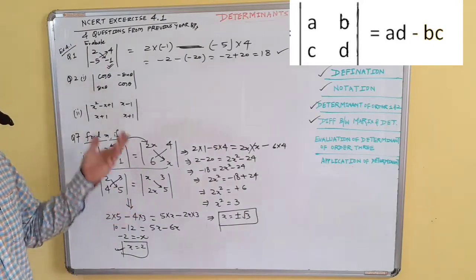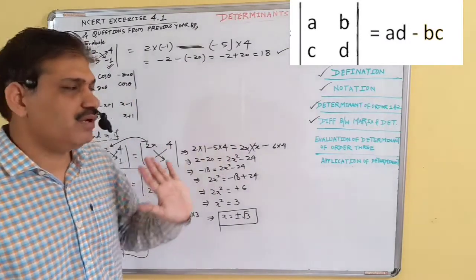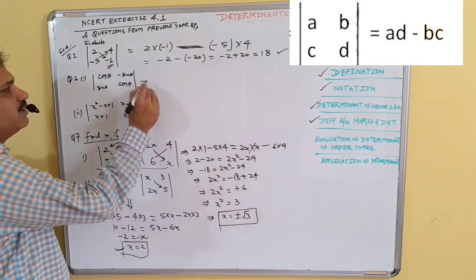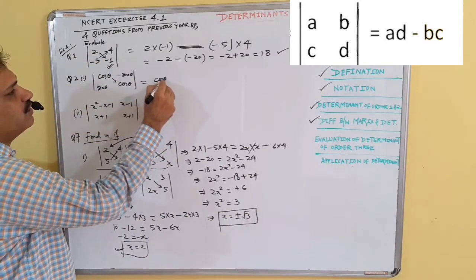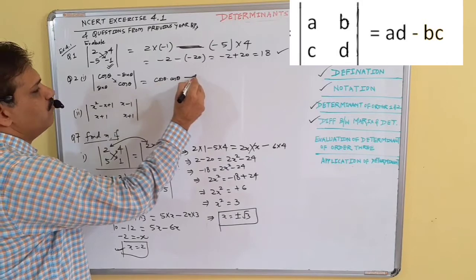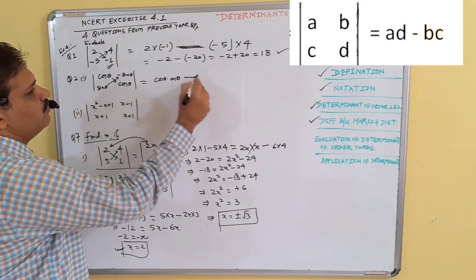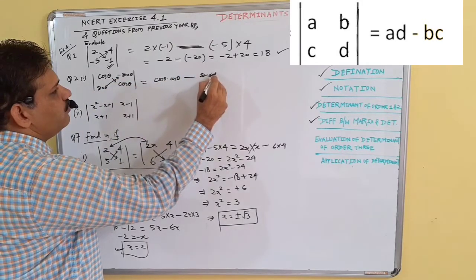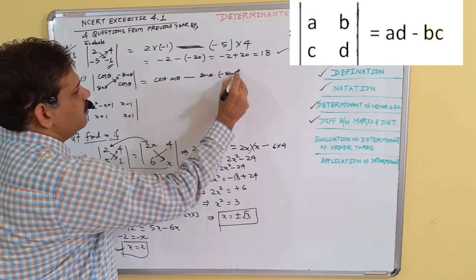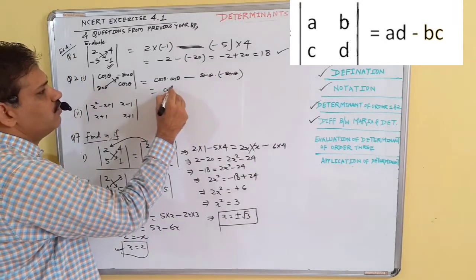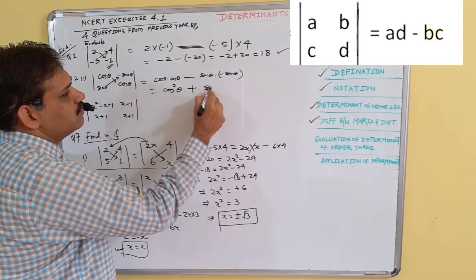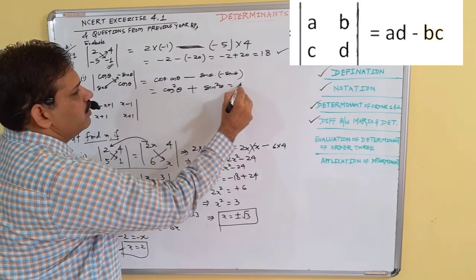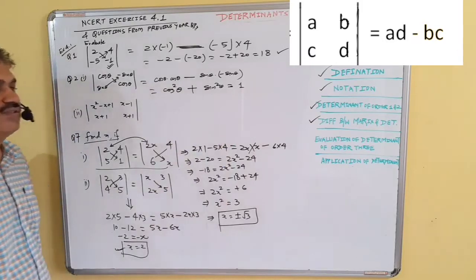The value of determinant can be positive, negative or 0. Here for this determinant, evaluate the value of this, then cos theta into cos theta, minus sin theta into minus sin theta. So this gives us cos square theta, minus into minus is plus sin square theta, and cos square theta plus sin square theta is always equal to 1.